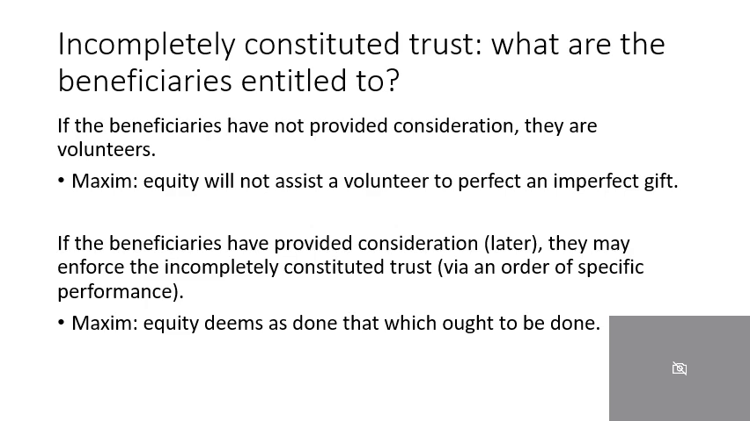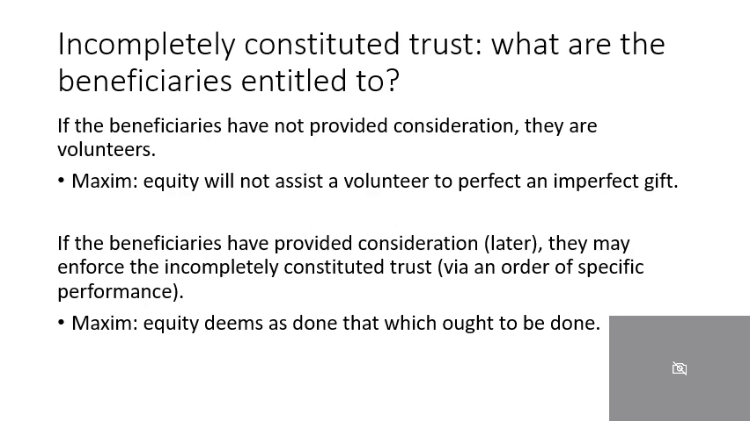Will equity grant them this order of specific performance based on the maxim? No. Why? Because the beneficiaries in this particular scenario had not provided any consideration for the settlor's promise. So equity will not assist a volunteer to perfect an imperfect gift.